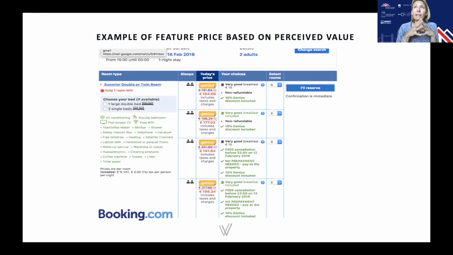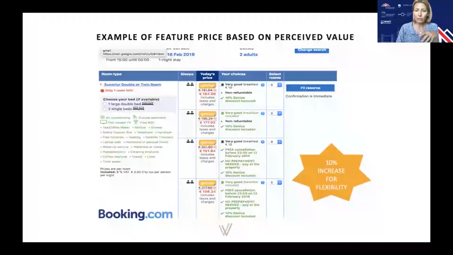Particularly now, more so than ever, one of the key needs of travelers is flexibility. So what do we see here? If we look at the Booking example, we see that there's a higher price for a non-refundable. So you have to confess, this is quite an old slide. I think that's changed now. I think the price for flexibility is actually higher. Or in some cases, it's not.